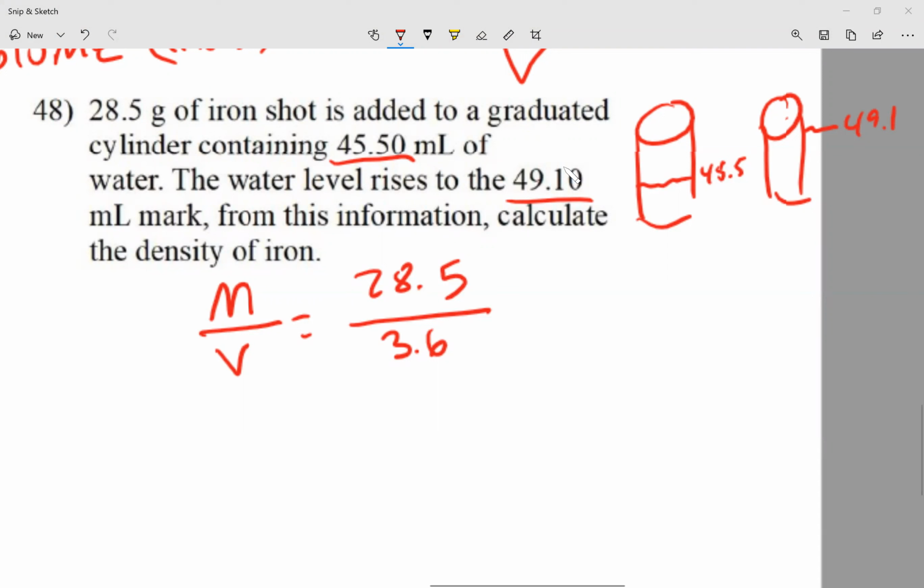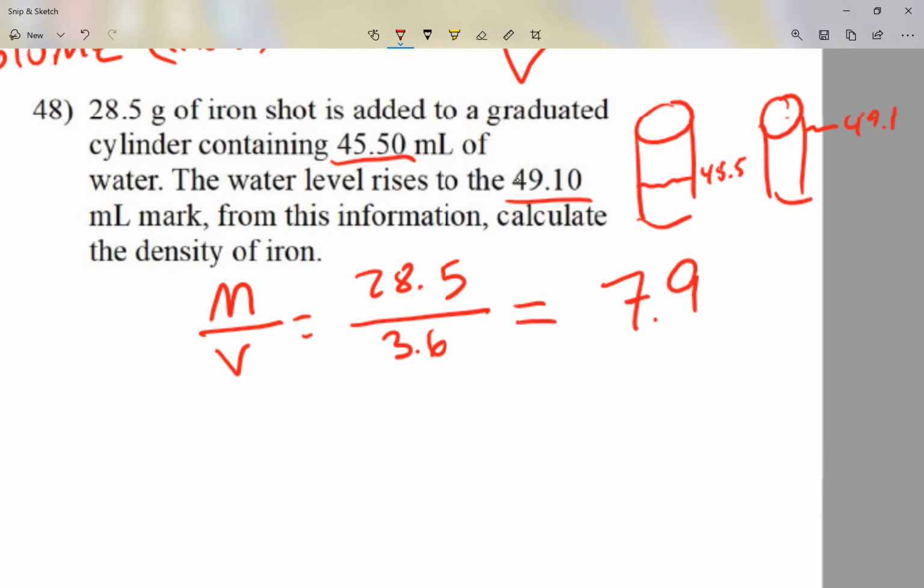All right, so now on this one, 28.5 divided by 3.6, according to my calculator, I'm going to round it to one decimal place. It gives me 7.9. In reality, it gave me 7.91 and a bunch of sixes. 7.9. This is how we do density.